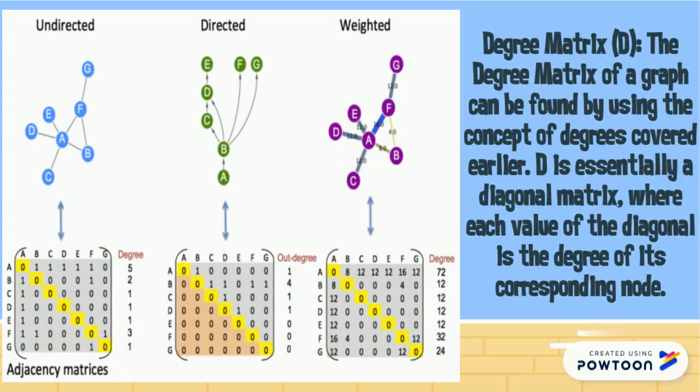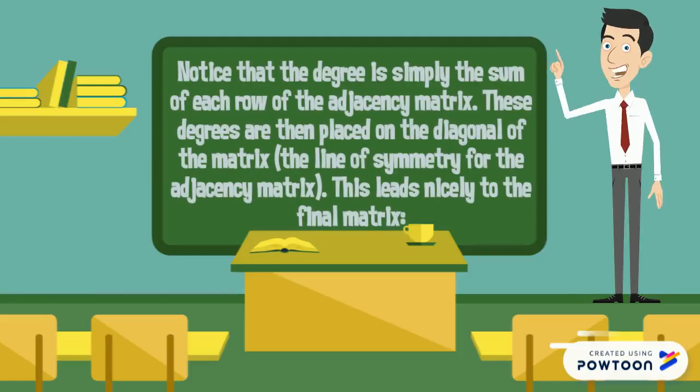Degree matrix, D. The degree matrix of a graph can be found by using the concept of degrees covered earlier. D is essentially a diagonal matrix, where each value of the diagonal is the degree of its corresponding node. Notice that the degree is simply the sum of each row of the adjacency matrix. These degrees are then placed on the diagonal of the matrix, the line of symmetry for the adjacency matrix. This leads nicely to the final matrix.